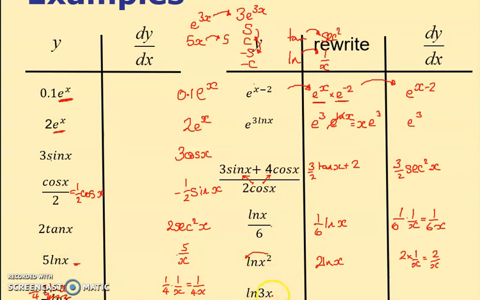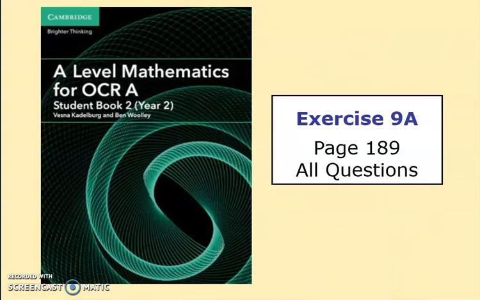And the last one, log of 3x. Now when you have a log of these two things multiplied by each other, you can write this as log of 3 plus log of x. So when I differentiate log of 3, that gives me nothing, it's just a number, plus log of x gives me 1 over it.